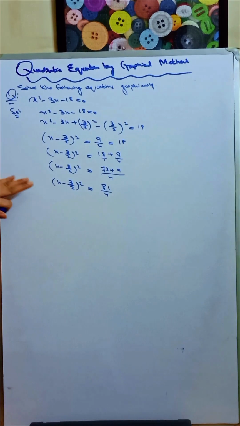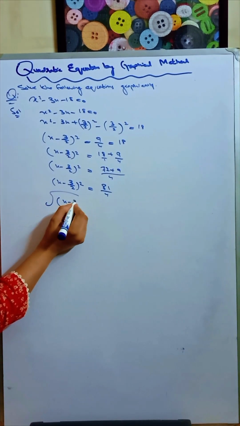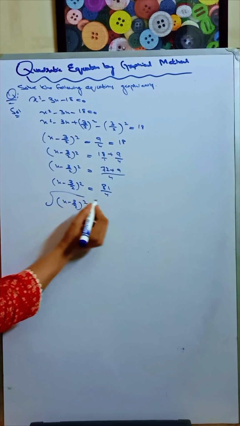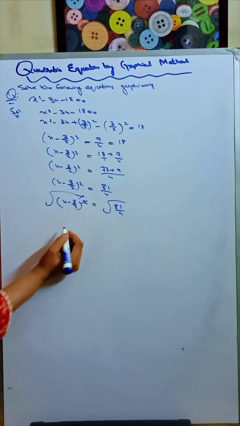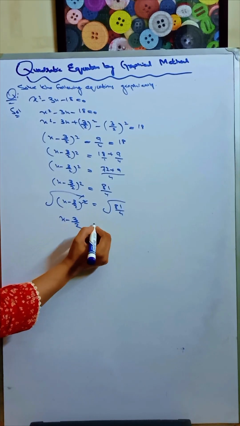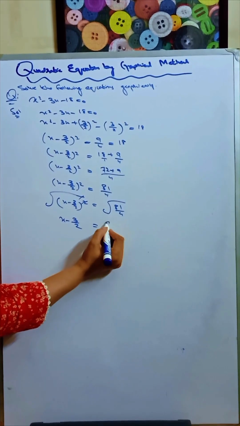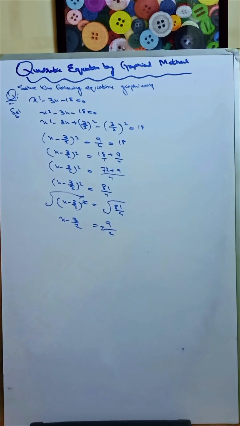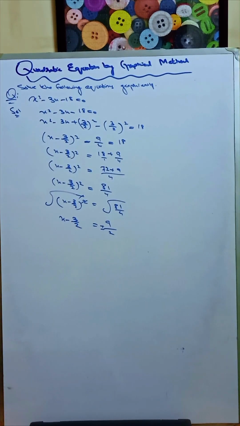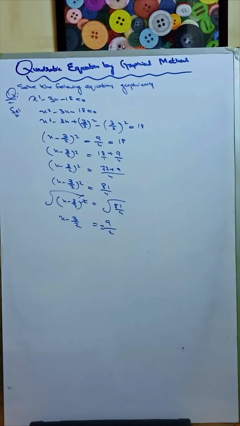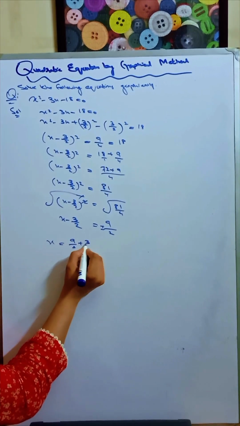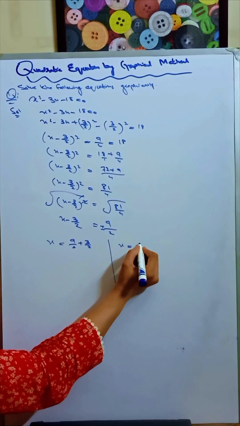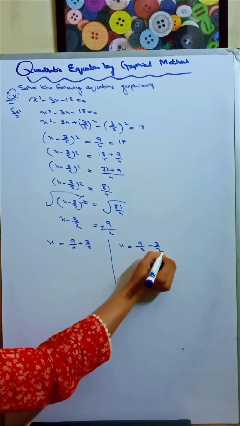Now take the square root on both sides. What does it become? x minus 3 by 2 whole square equals to under root 81 by 4. The square cancels off. x minus 3 by 2 equals to under root 81, that is 9 over 2, plus minus. Any problem here? I hope not. Now one time add, one time subtract. Now solve it. x equals to 9 by 2 plus 3 by 2. x equals to 9 by 2 minus 3 by 2.